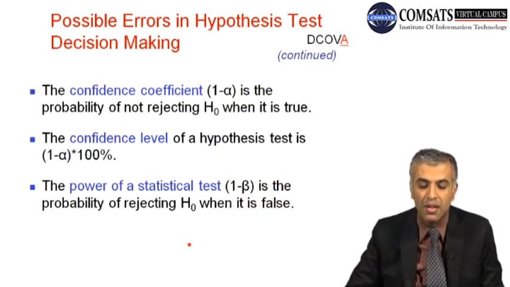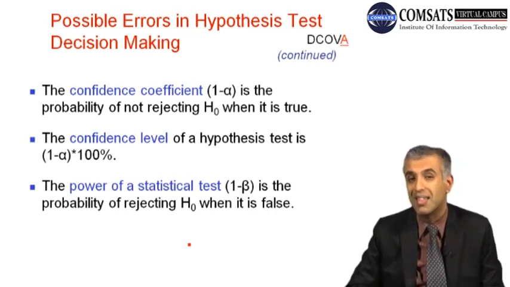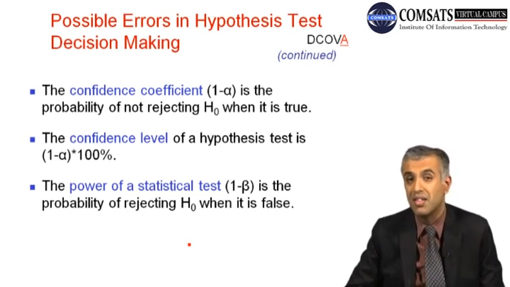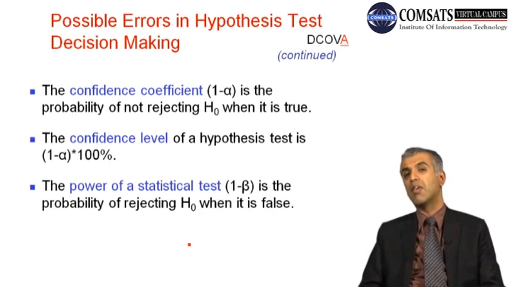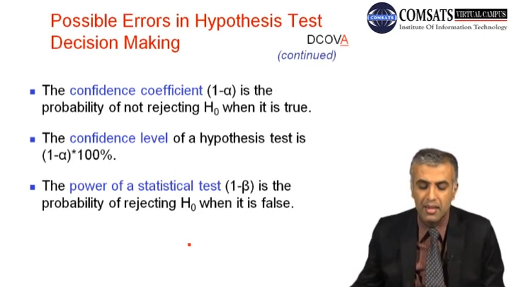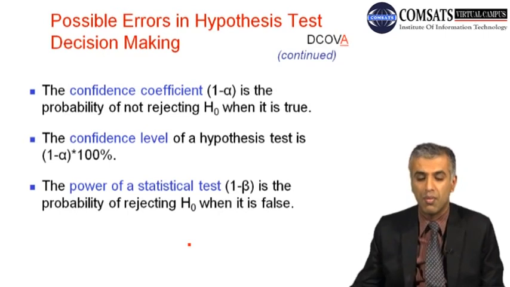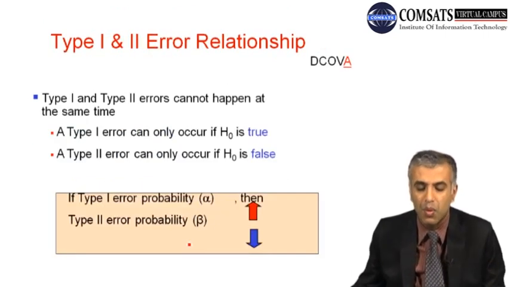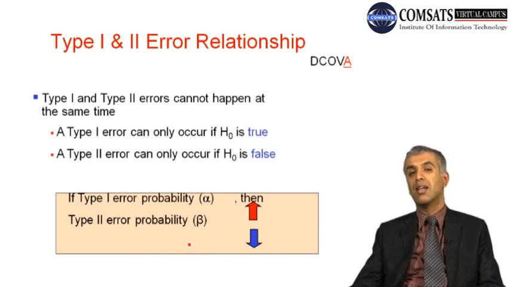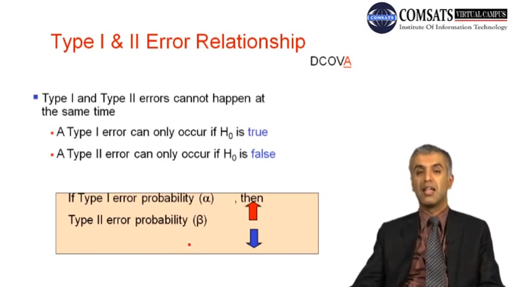Based on that, we discussed in detail the errors which may happen. The confidence coefficient is the probability of not rejecting H0 when it's true. Regarding that, what is the confidence interval, and how can we calculate the power of a statistical test, which gives us the probability of rejecting H0 when it's false. Then we discussed the relationship between type 1 and type 2 error, and when each of them occurs.